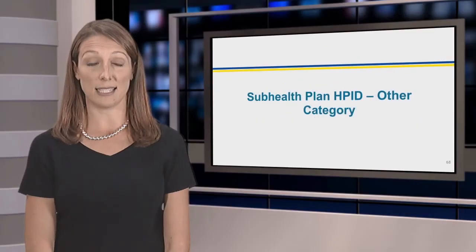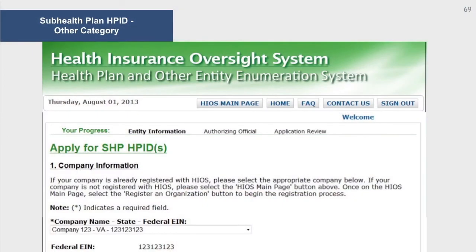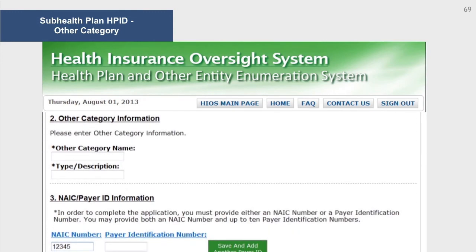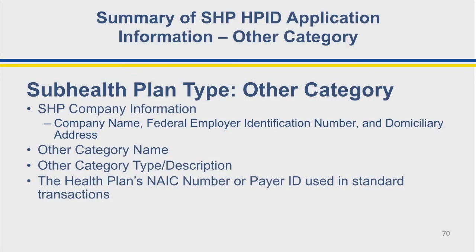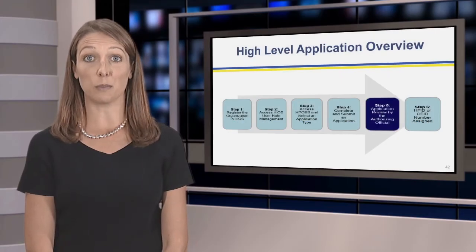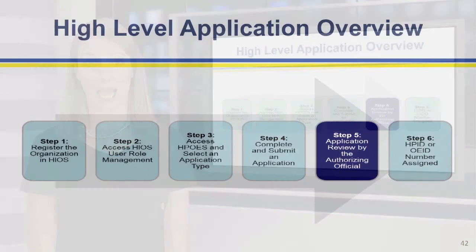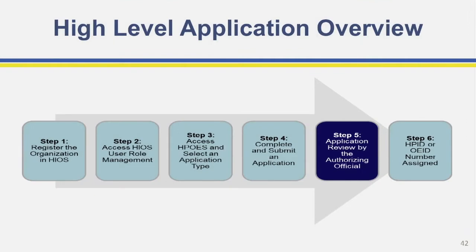Finally, we'll discuss the last SHIP health plan type, the Other category. Here is an example of the SHIP HPID application page when the Other category type is selected. This application allows users to select their company as well as enter information about their health plan, including the Other category name. Here is a summary of the information collected for the Other category application type. So, we've discussed how to complete and submit an application. Next, we'll discuss Step 5, Application Review by the Authorizing Official.